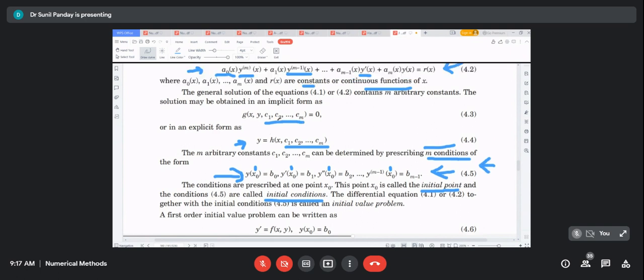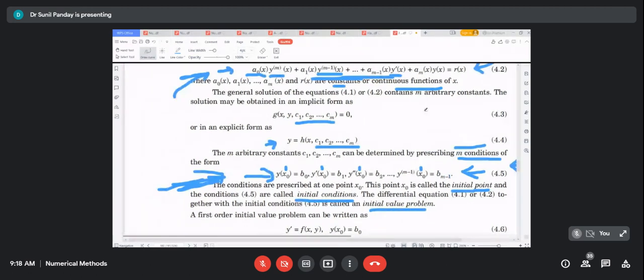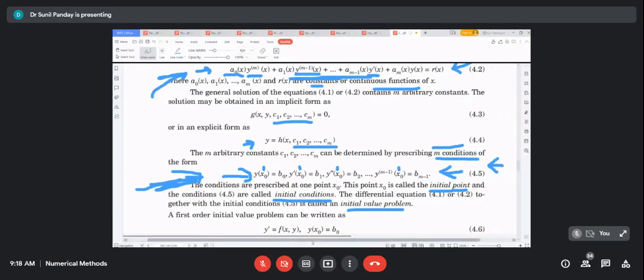And if we have this differential equation with these initial conditions, then we say that it is an initial value problem. So the differential equation 4.2 with the initial condition 4.5 is known as the initial value problem.